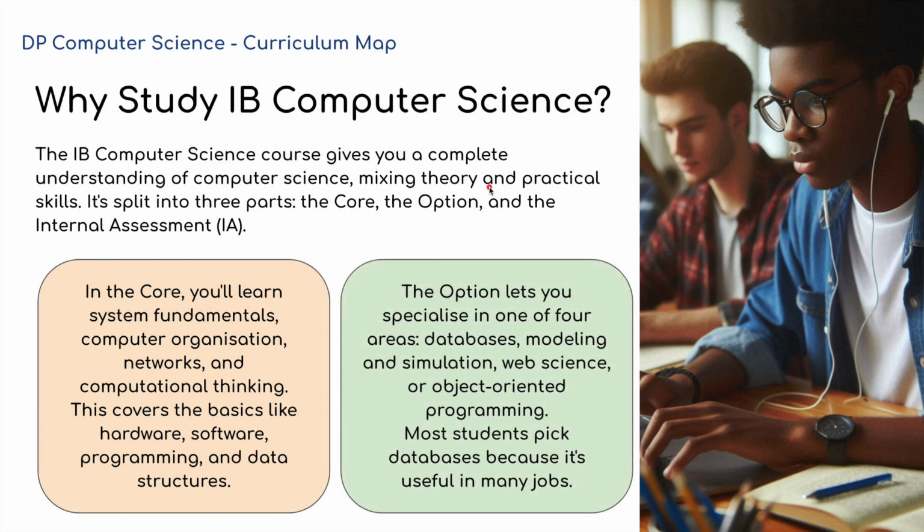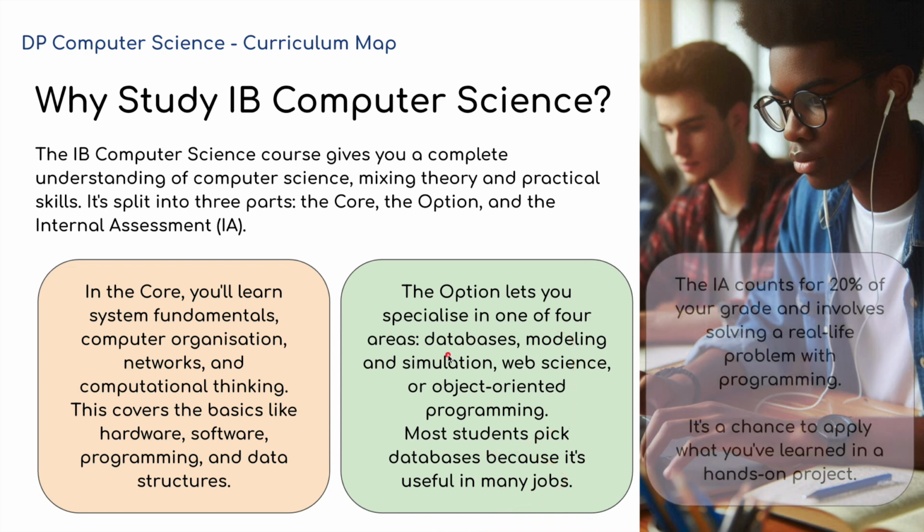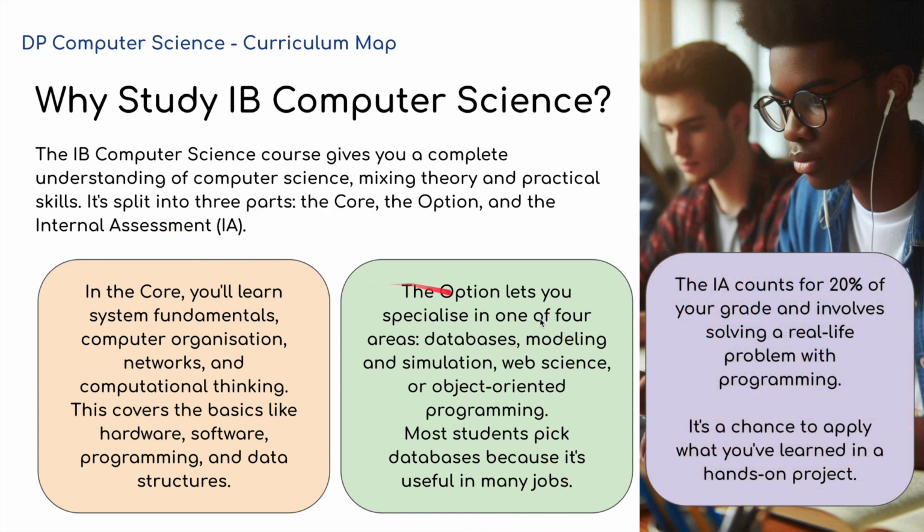Now in the options unit, this lets you specialize in one of four areas: databases, modeling and simulation, web science, or object-oriented programming. Historically, most students do pick databases because it's useful for many, many jobs. And then finally, the IA, the internal assessment, counts for 20% of your grade and involves solving a real-world problem with programming. It's a chance to apply what you've learned in a hands-on project.